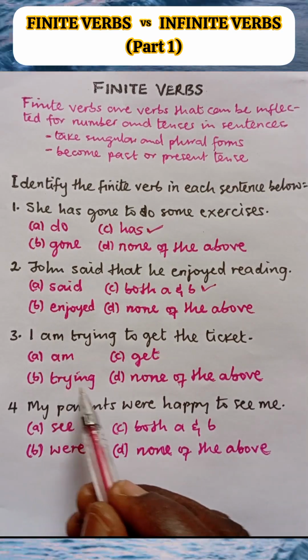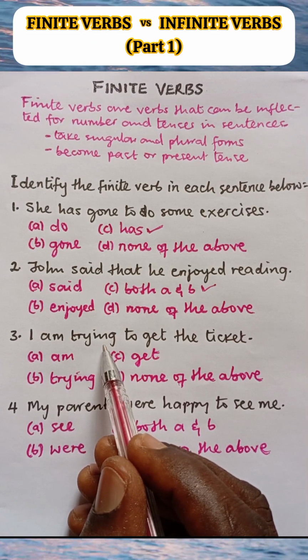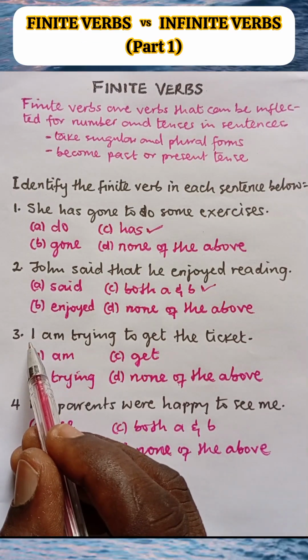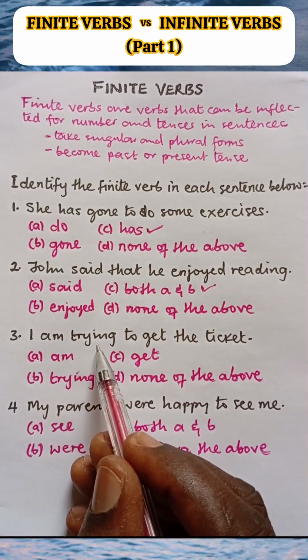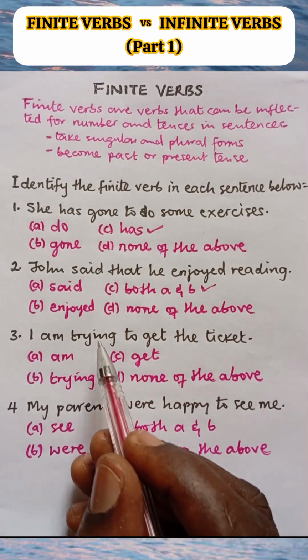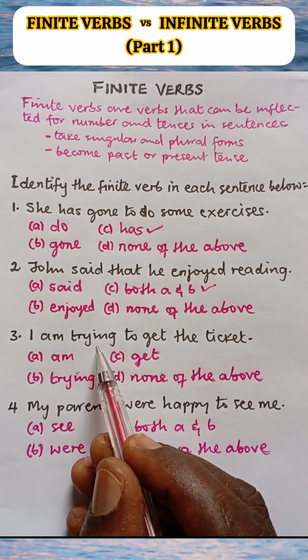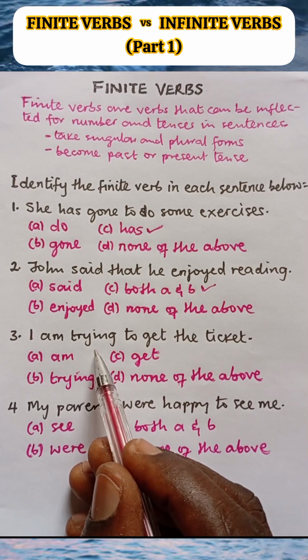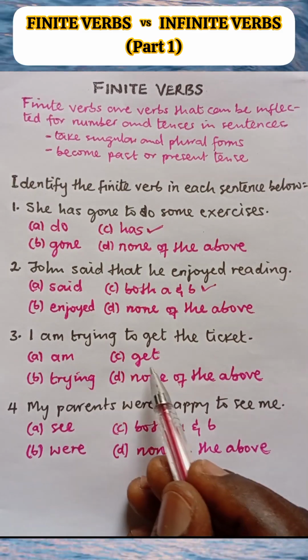Next, let's look at trying. The verb trying cannot be inflected even if the subject changes. I am trying. We are trying. You find out that trying cannot be in the singular form, cannot be in the plural form, cannot be in the past form. It cannot be inflected. Therefore, trying is not a finite verb. Option B is wrong.